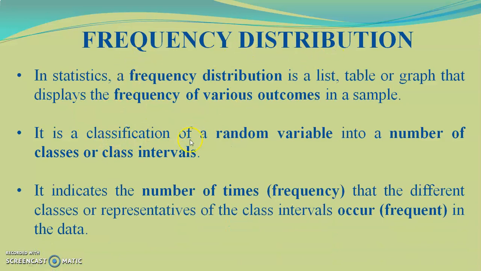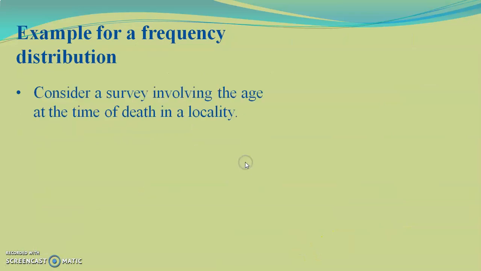So frequency distribution indicates the number of times, or the frequency. I have already told you the frequency means the number of appearances or occurrences, the number of times a particular event occurs. So the frequency distribution indicates the number of times that the different classes or representatives of the class intervals occur or are frequent in the data. So you can see the example.